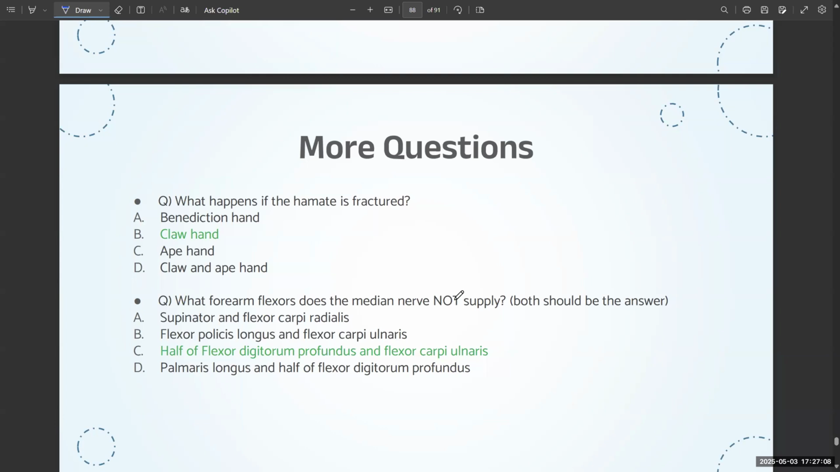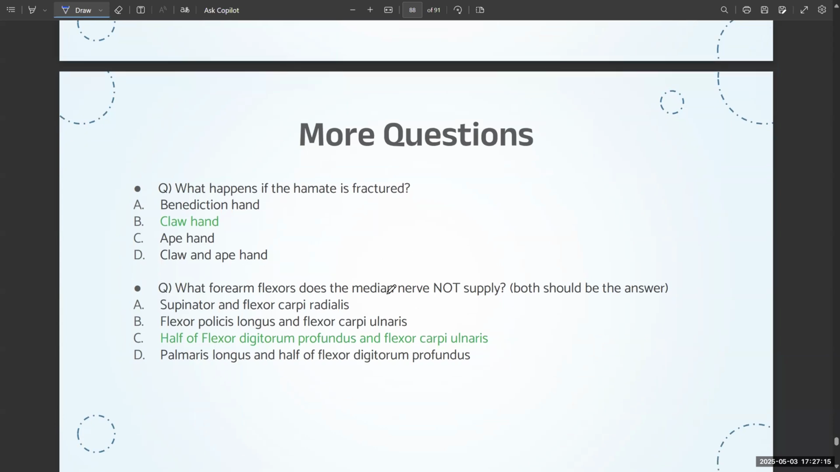Okay, wait, hold on, I made an error. The median nerve does not supply the supinator, but it supplies the flexor carpi radialis, okay? The median nerve supplies the flexor pollicis longus, but it does not supply the flexor carpi ulnaris, okay? Now, the median nerve does not supply the half of flexor digitorum profundus and flexor carpi ulnaris, okay? So it doesn't do that. So that is why C is the right answer.